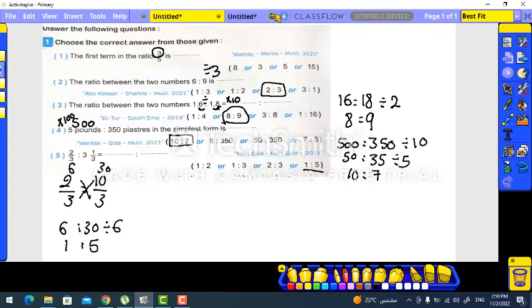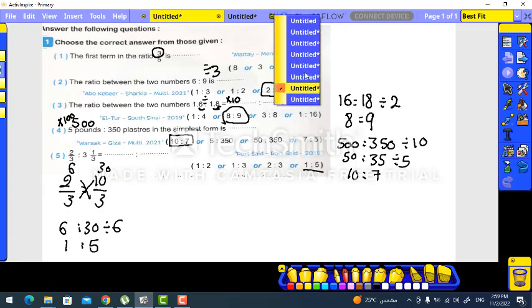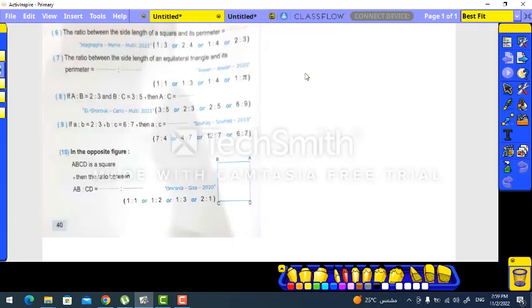Let's move to the next slide. The ratio between the side length of a square and its perimeter. As we know, the side length means 1, and perimeter means 4, so it will be 1 to 4. The ratio between side length and perimeter of an equilateral triangle, so it means 1, and the perimeter is 3, so it will be 1 to 3.